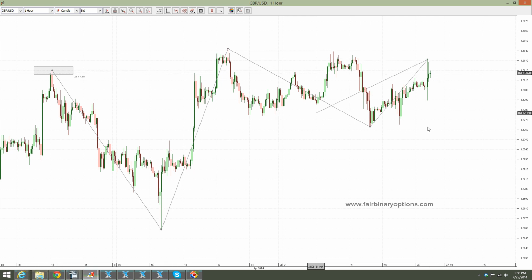Let me try this again. So this could be, from this moment of time, sorry for that, a triangle, a non-limiting triangle that should reverse, or should break actually to the other side, so it should break to the downside. As this move here, you can name it as you want, but this is no impulsive move.